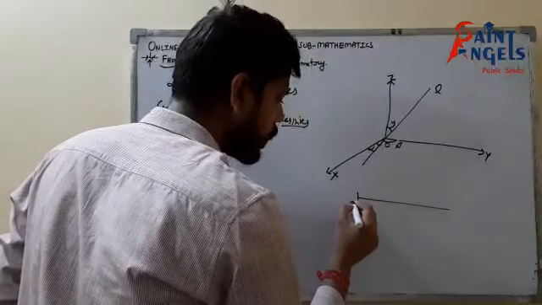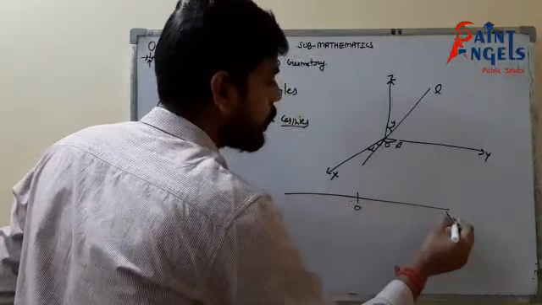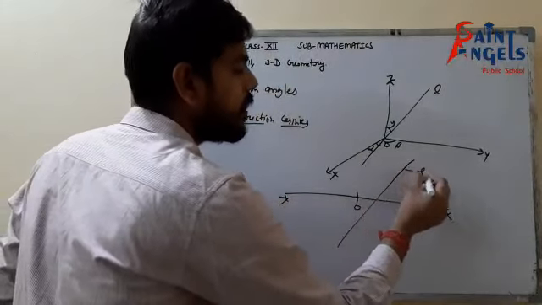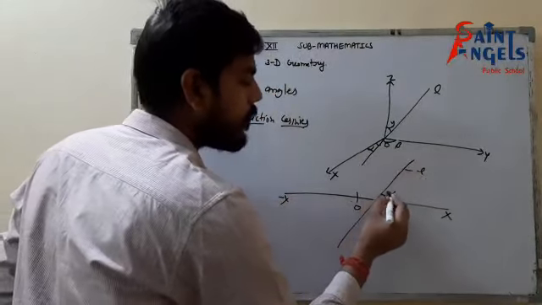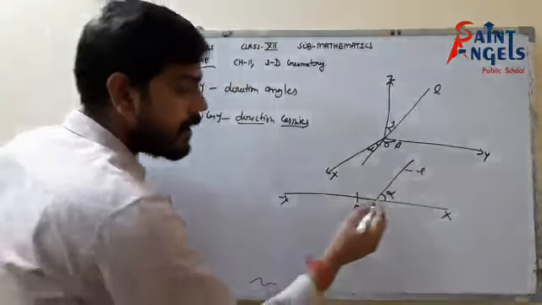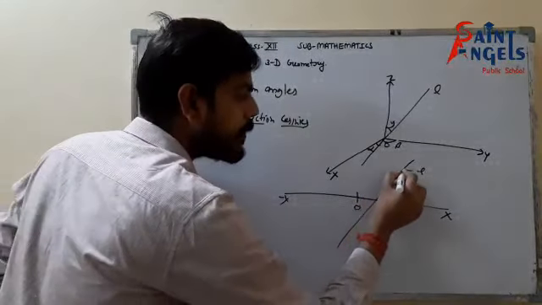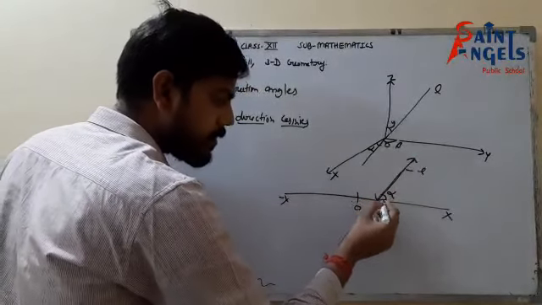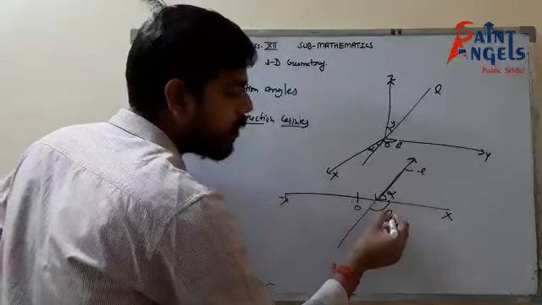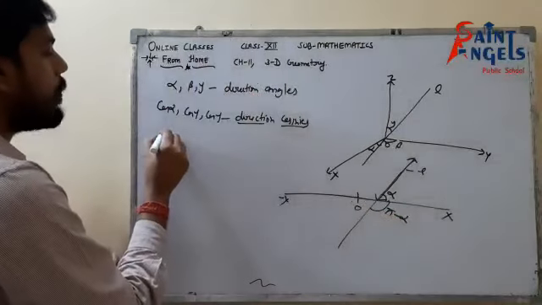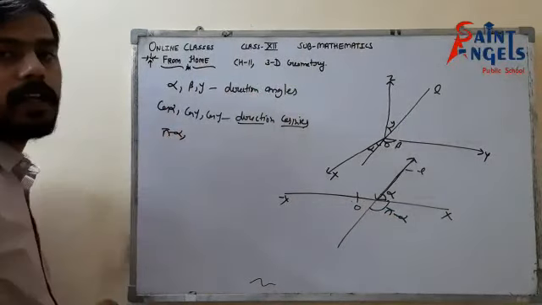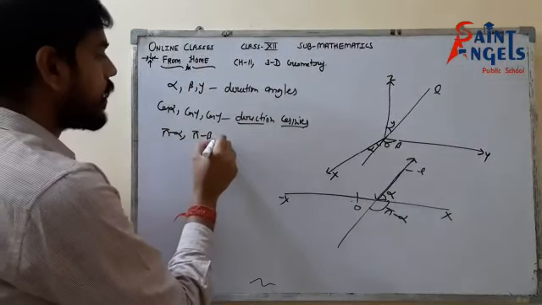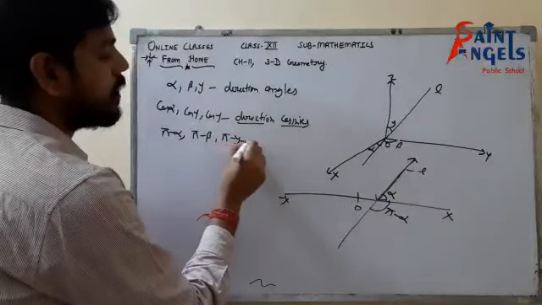In vectors there was a specific direction of a line. Suppose this is the x-axis, with the origin, positive x and minus x. There is a line L which is making angle alpha with the x-axis if I am taking the line in this direction, but if I am talking about the line in the reverse direction, then it's making an angle of pi minus alpha. So pi minus alpha is also a direction angle. Similarly, pi minus beta and pi minus gamma would be direction angles.